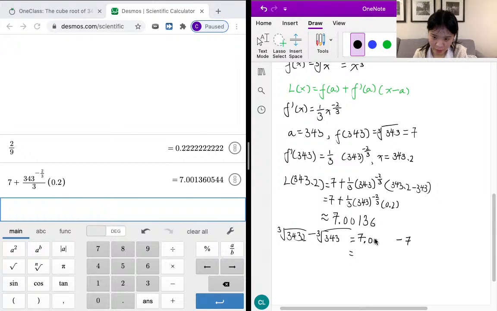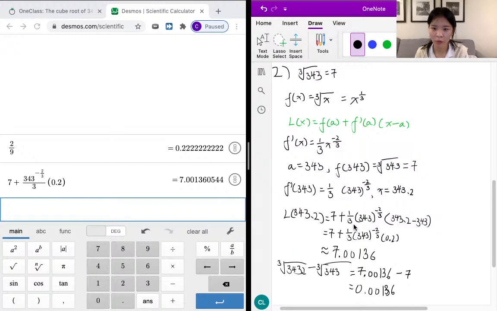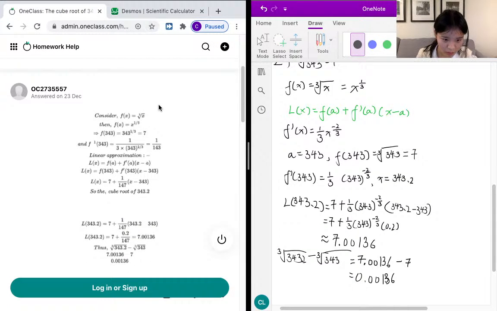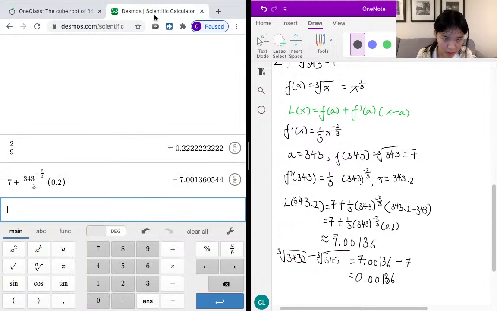So we just swap it over here as well, and we know the difference is actually 0.00136, which makes sense because linear approximation is quite good in this case, and the difference is quite small.